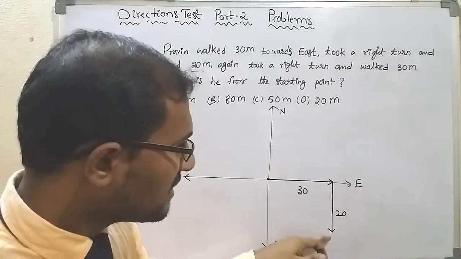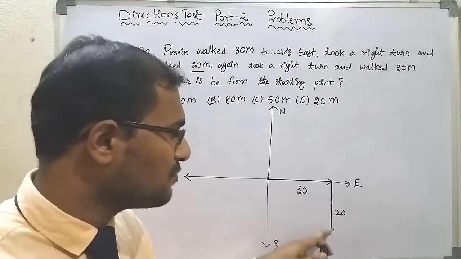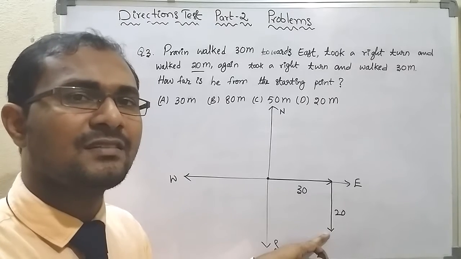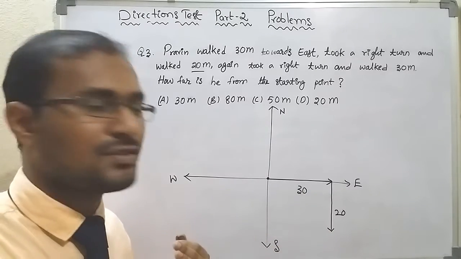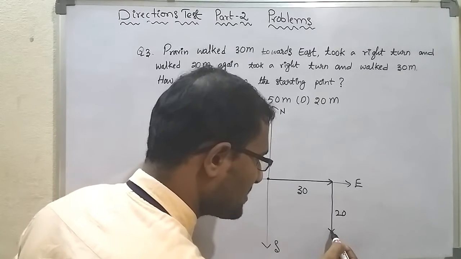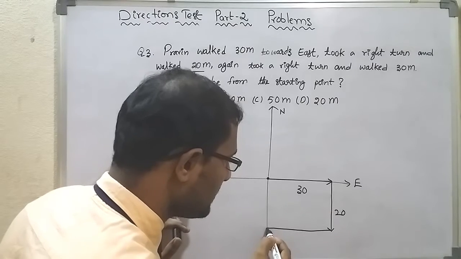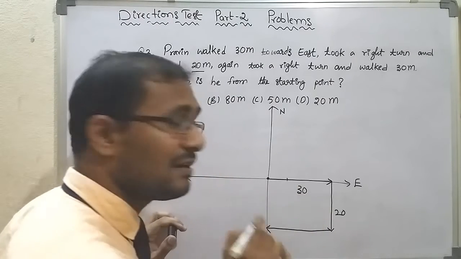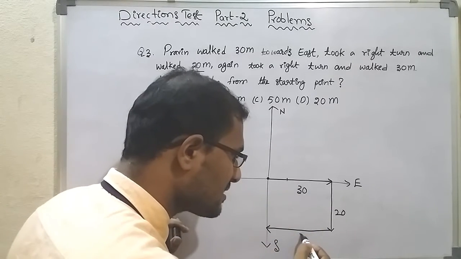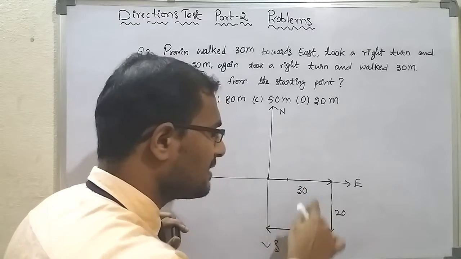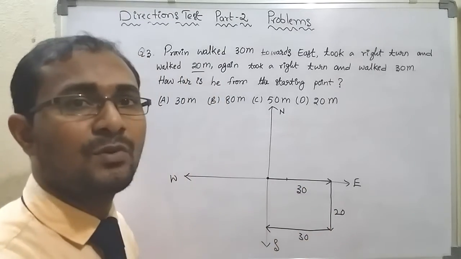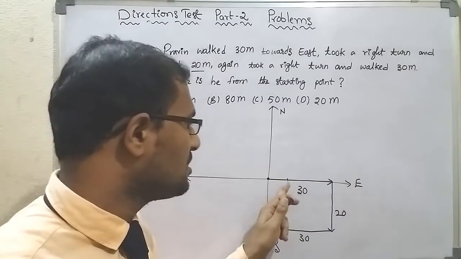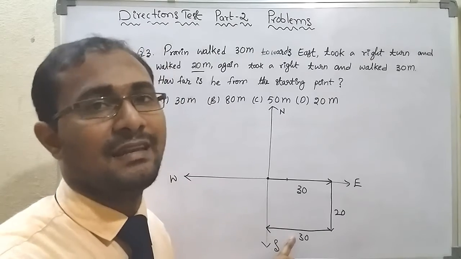And again he took a right turn and walked 30 meters. Now the person is moving in the south direction. For a person moving in the south direction, what is the right turn? Obviously the west direction. In the west direction, how much distance does he have to cover now? 30. See guys, here the distance is 30 and here also the distance is 30. It means these two lines must be identical in length.